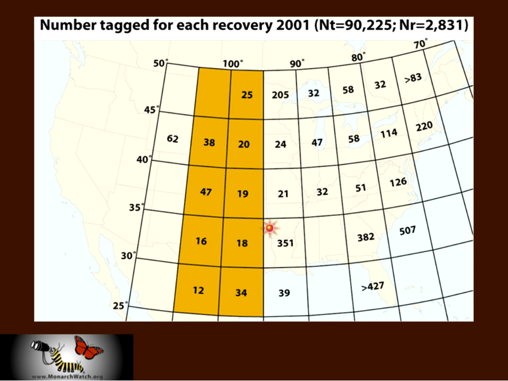The general pattern here is that it seems like the more north you go, the less likely the monarch is to be recovered, which kind of makes sense because they have farther to migrate.